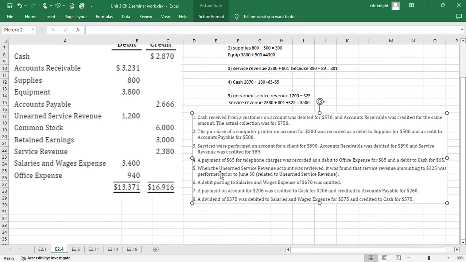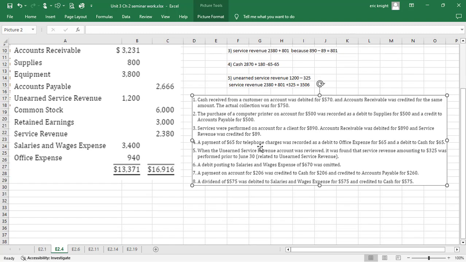For 5, we had unearned service revenue, but we actually earned some of it. So what that means is that we need to turn some of that unearned service revenue into actual revenue. So we earned $325. So take the unearned service revenue, subtract out $325, and then add the $325 to revenue, because now we've done the work. We can call it revenue. So we're going to increase our revenue, and decrease our unearned service revenue.